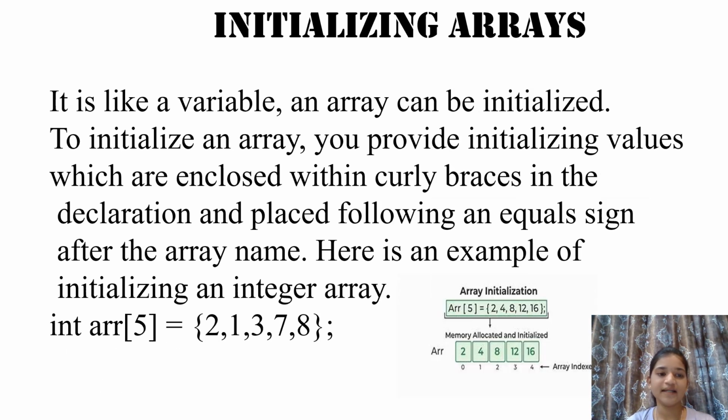Initializing arrays. Like a variable, an array can be initialized. To initialize an array, you provide initializing values, which are enclosed within curly braces in the declaration and placed following an equal sign after the array name. Example: int array[5] = {2, 1, 3, 7, 8}.